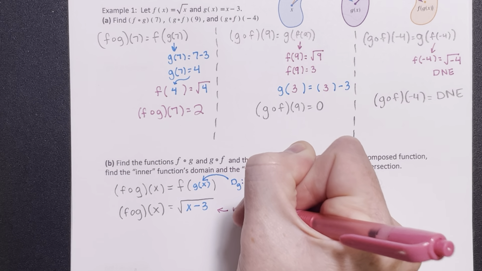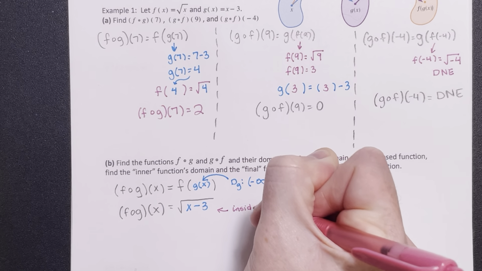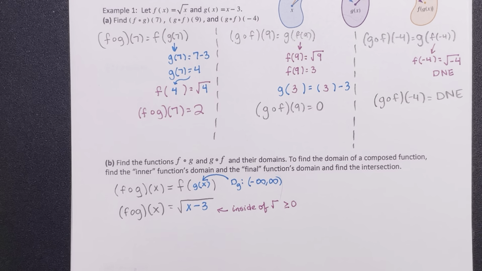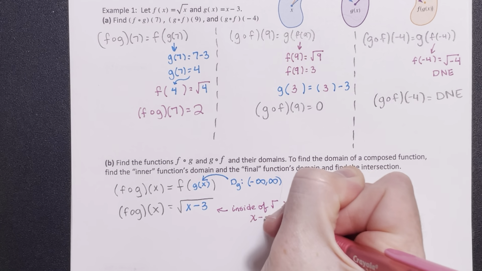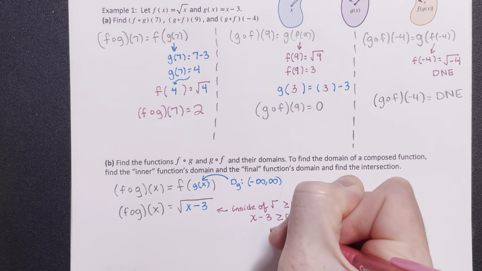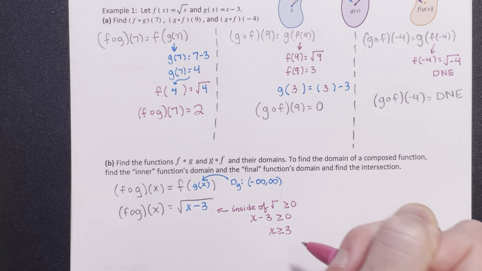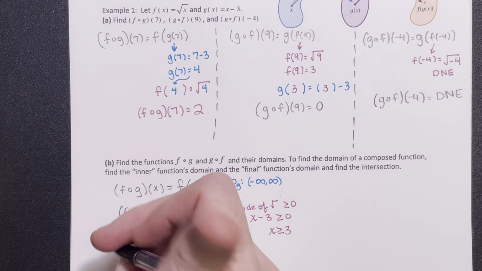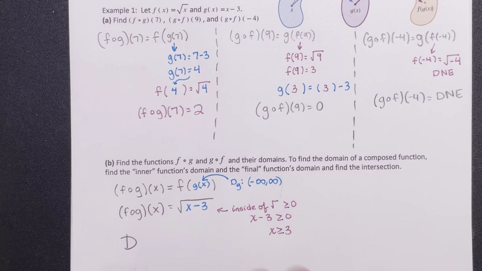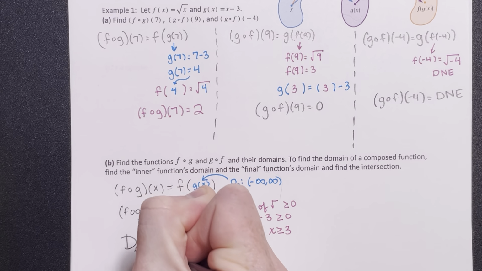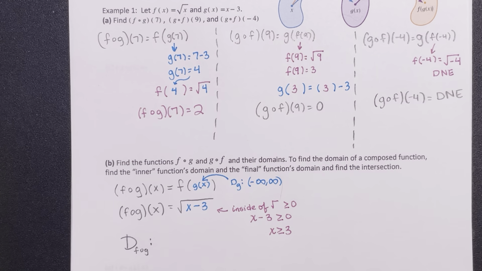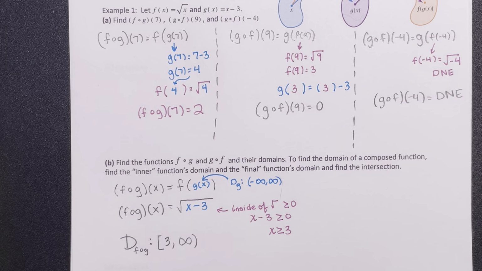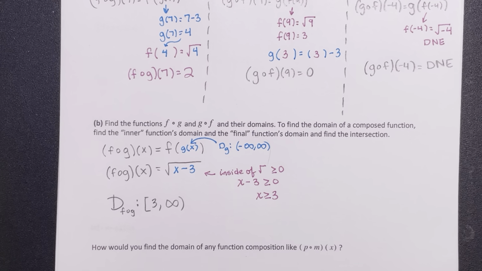Since we're taking the square root, the inside of a square root has to be greater than or equal to 0. We have x minus 3. So x has to be greater than or equal to 3. That is the new domain of f of g. We just write that out as d with a subscript f of g, and bracket 3 to infinity. You're going to write these in interval notation, like always.